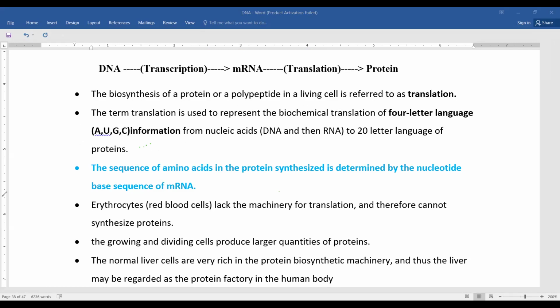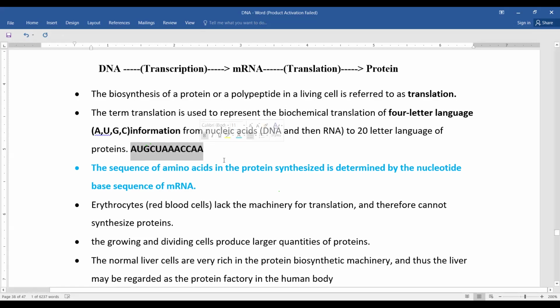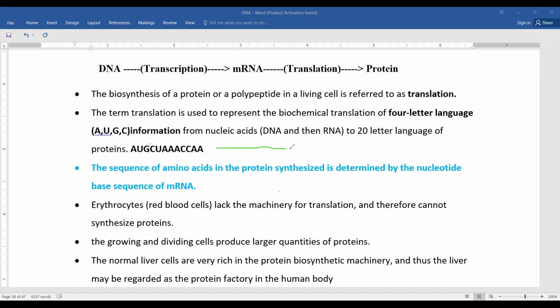I'll type an example. For example, here we have AUG, CUA, AAC, CAA, like this. This is actually a small stretch of mRNA. Imagine, it looks like this for us. When we enlarge this part, it is actually this one. In a real protein synthesis, many thousands of nucleotides are present.